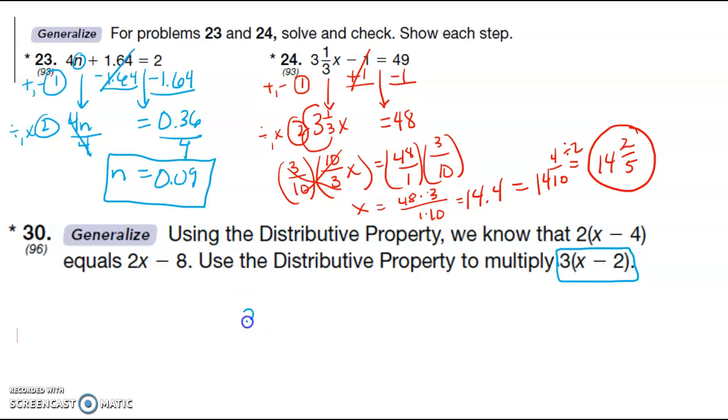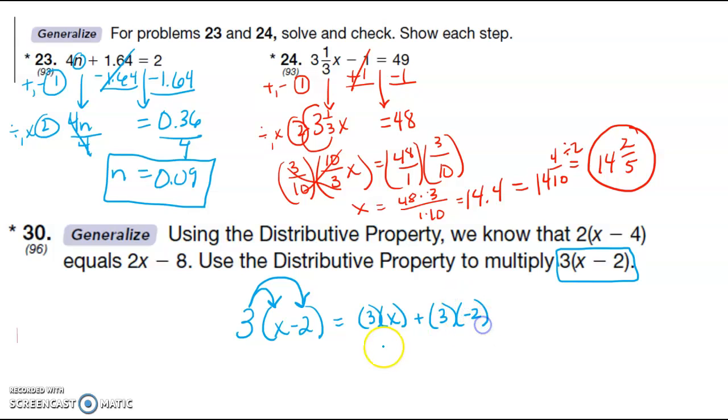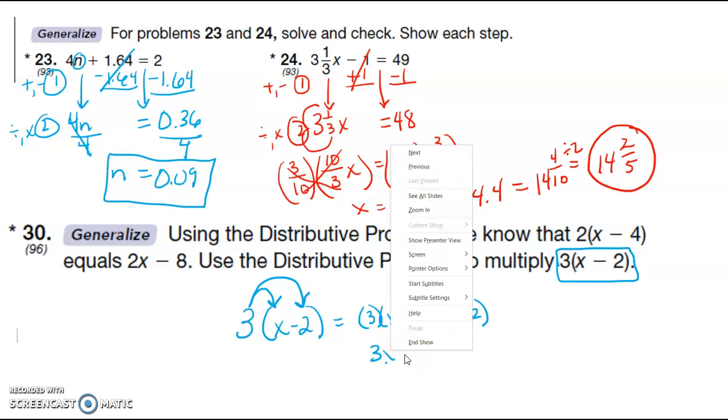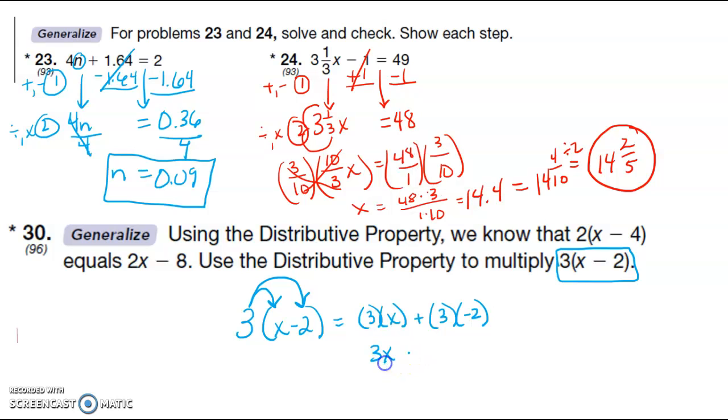Okay, so we have 3x minus 2, and we're going to distribute or multiply 3 times everything that's inside of there. So this is going to be equal to 3 times x plus 3 times negative 2. So this is 3x plus a negative 6. Or you could say 3x minus 6.